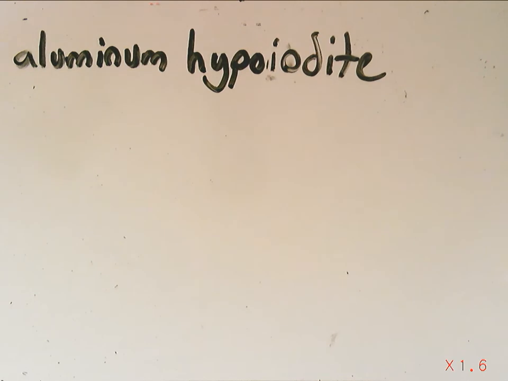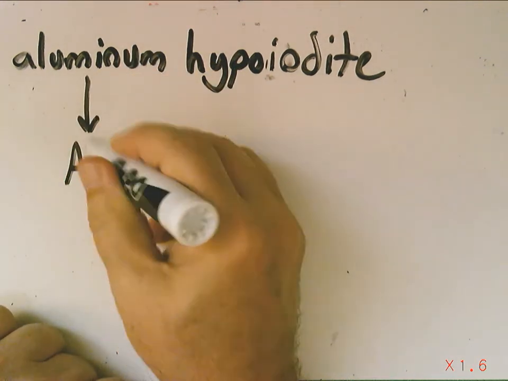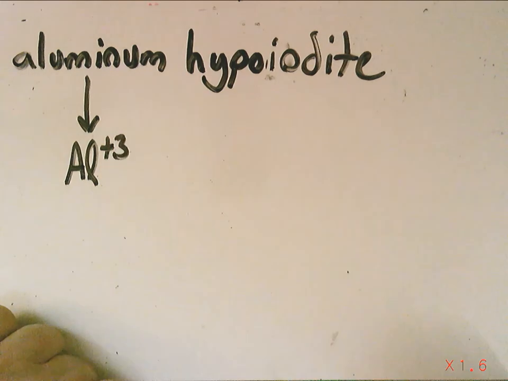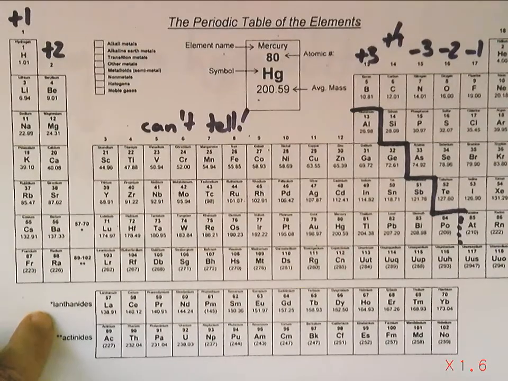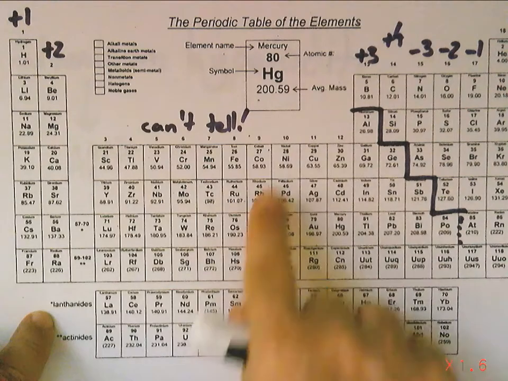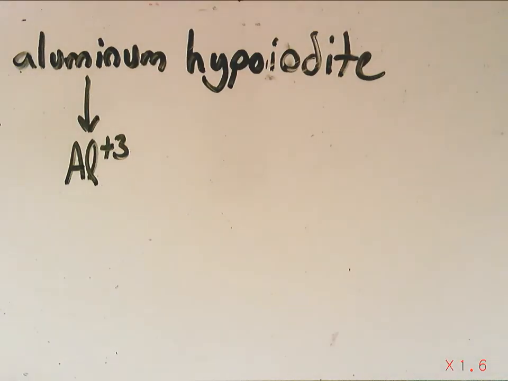Aluminum hypoiodite. All right. Okay, aluminum's easy. On the periodic table, it's in the +3 column, right? Remember we worked this out a couple of videos back. We worked out what the common charges are. There's aluminum, it's in the +3 column. That's where I'm getting that.